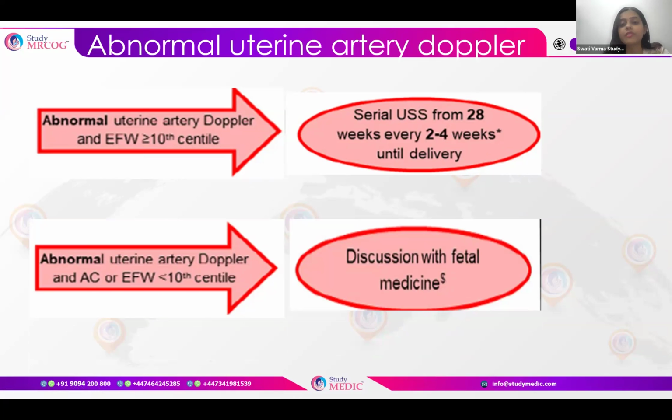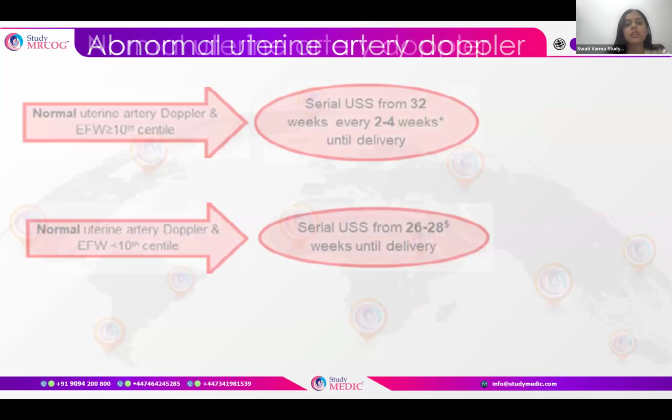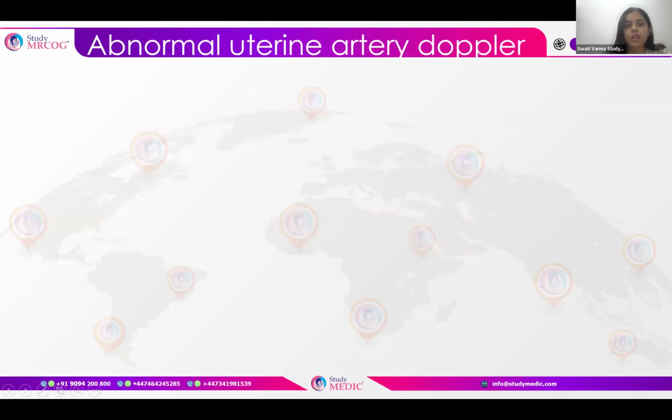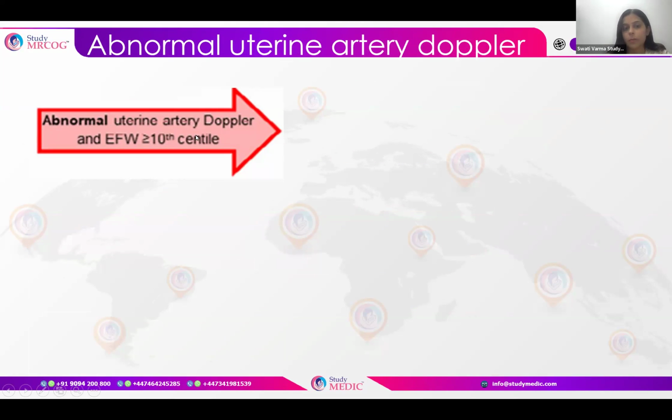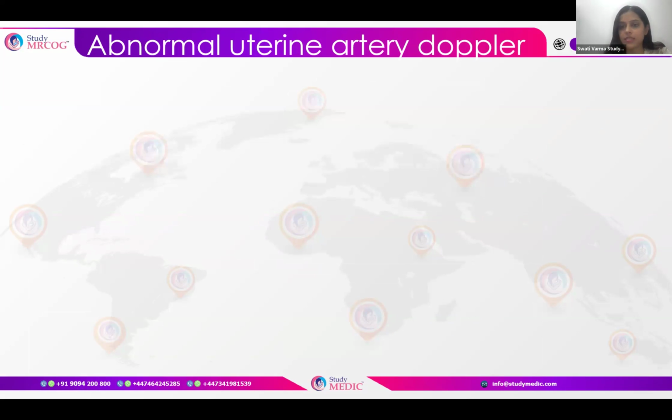You may have to offer invasive diagnostic testing, serological screening for infections, things like this. So just one thing you can remember, that if all is good, ultrasound scan from 32 weeks. Any of these is not good, either estimated fetal weight is less or uterine artery Doppler is abnormal, either of the one, you have to start scanning from 28 weeks itself.